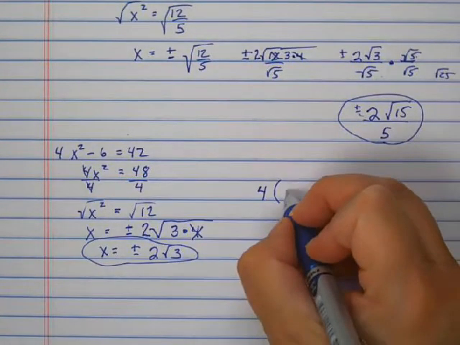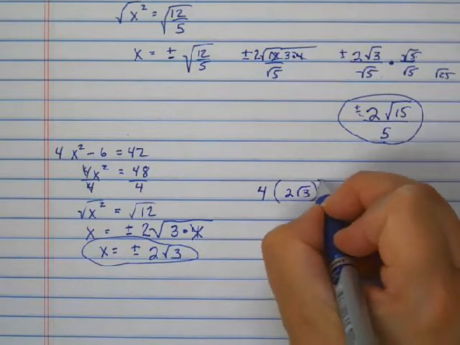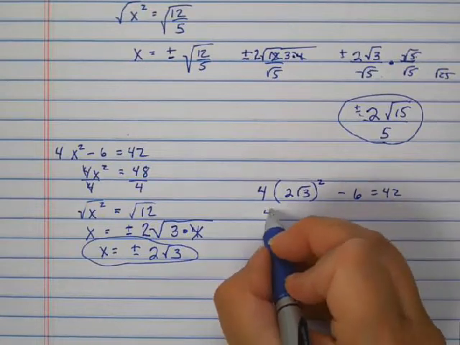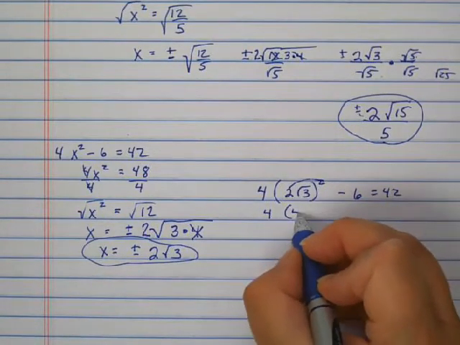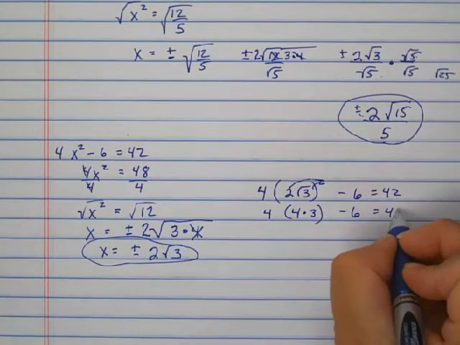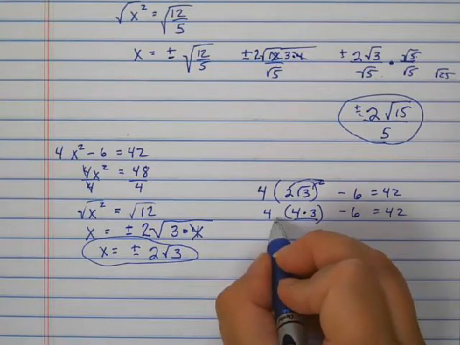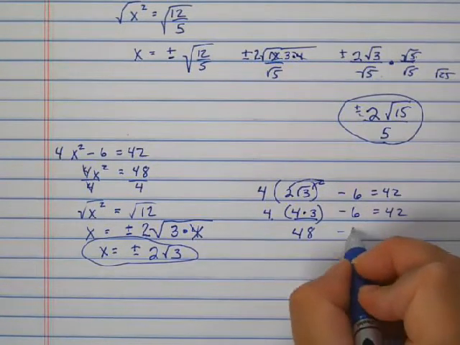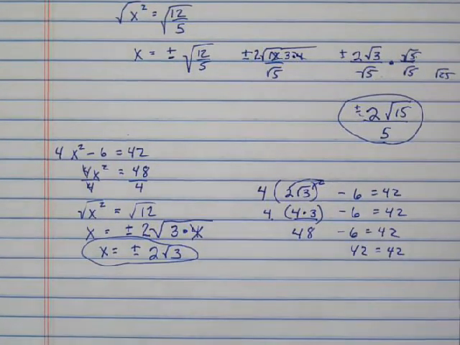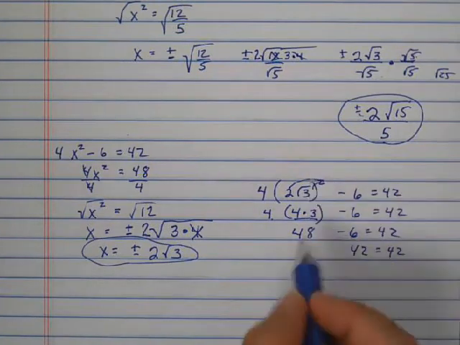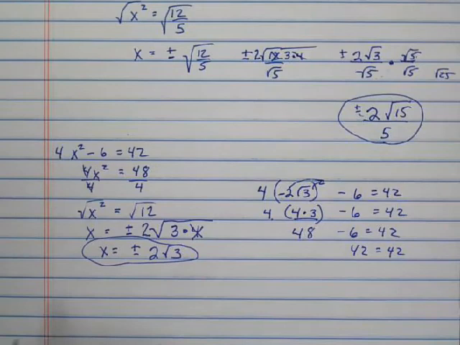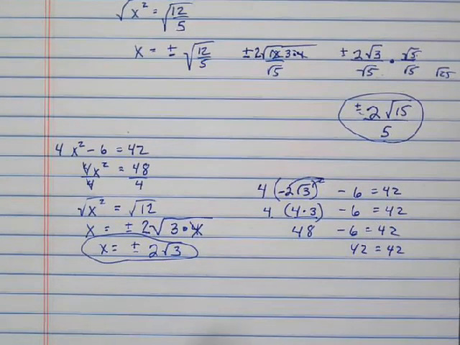4 times (2 square root 3) squared minus 6 equals 42. So 4 times, square the 2 and I get 4. Square the square root of 3 and I get 3. This is 12 times 4 is 48. So yes, 2 square roots of 3 is a number that would make this a true statement. If I put negative in here, that would also work, because when I square a negative, it becomes positive. So those are the only two solutions for that equation.